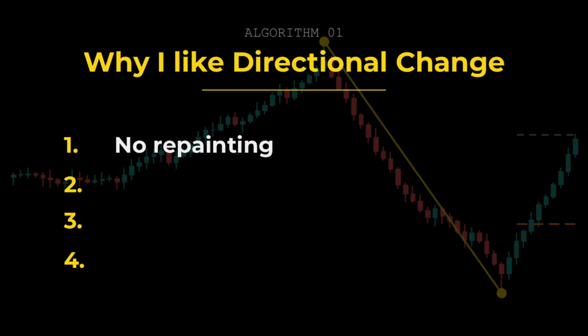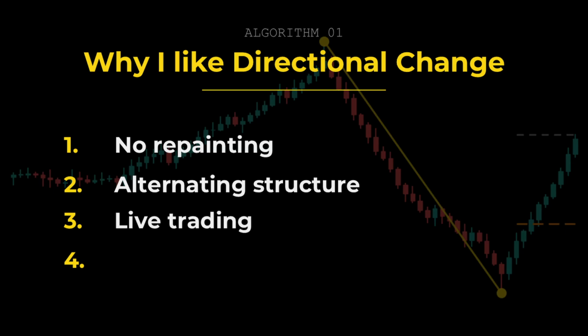The second thing I like is the alternating structure. The output is always a clean sequence of highs and lows. Every confirmed high is followed by a confirmed low and vice versa. This is honestly a surprisingly rare feature in detection methods, and in my experience, it's very useful. And that also brings me to my third reason. The alternating structure also makes this algorithm particularly useful for live trading, especially for reversal strategies. The confirmation of a swing point can be a really simple and effective trigger to enter a trade in the opposite direction. And the last reason I like this algorithm is that there's only one parameter, the confirmation threshold.